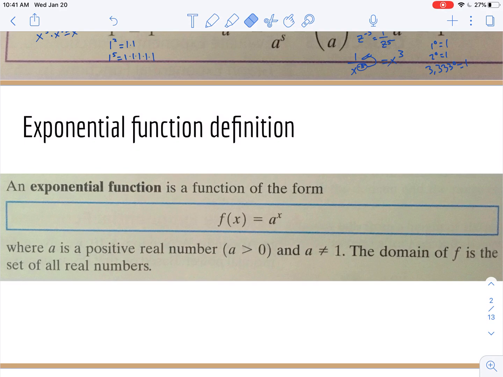and the domain of f is the set of all real numbers. So your domain here is all real numbers. Whenever you see an exponential function, you always have a domain of all real numbers. It's nice and easy that way. And your a value has to be greater than 0 as long as it's not 1. So you can have fractions raised to a power, anything, but it has to be a positive number. A has to be positive, and it cannot be 1.